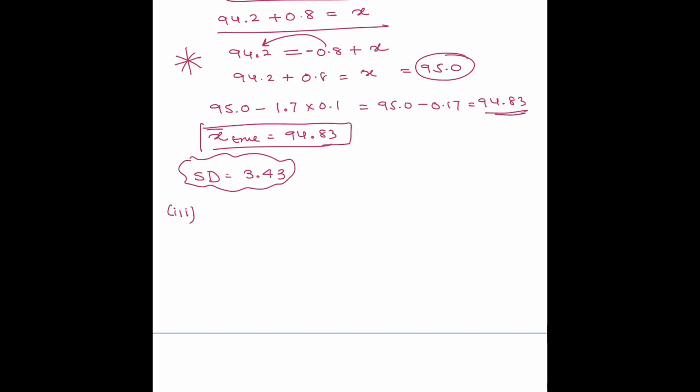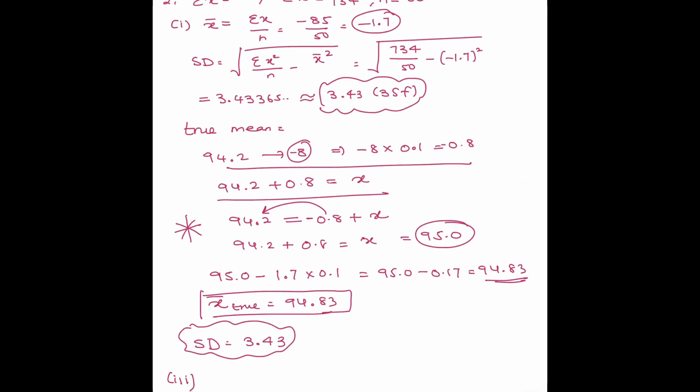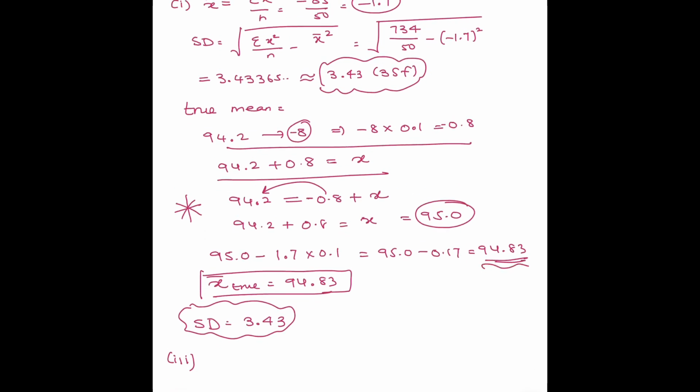Number 2. Now it says, find the mean and standard deviation of the lengths of bolts in millimeters. Give your mean to 4 significant figures. Let's try this. All right, that's what number 2 is.